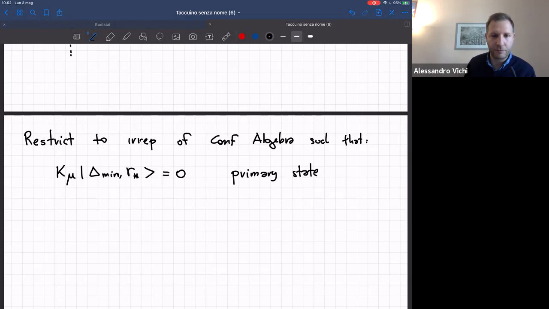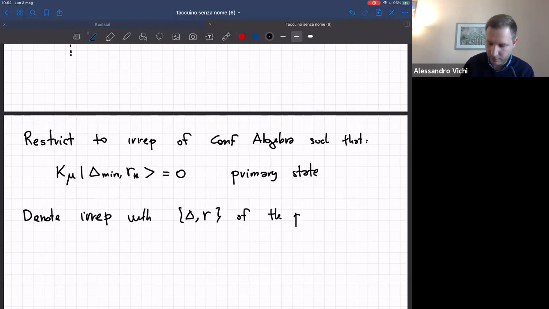All right. So from now on, I will label a representation with the dimension delta and the SO(d) representation of the primary. And all the other states, that we'll discuss in a second, can be obtained from the primary simply by acting iteratively with the raising operator P mu. Let me make one small comment.